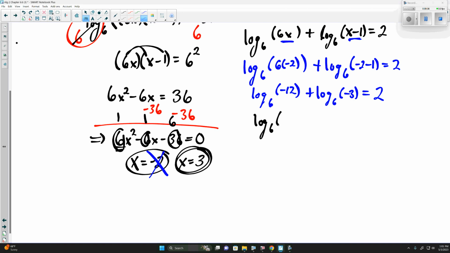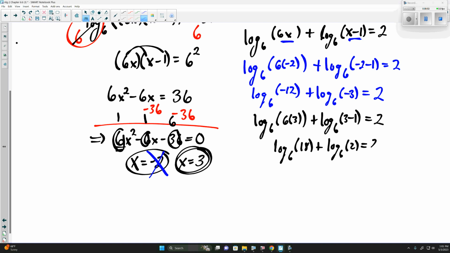We have log base 6 of 6 times 3 plus log base 6 of 3 minus 1 is equal to 2. Log base 6 of 18 plus log base 6 of 2 is indeed equal to 2. So that is our answer.